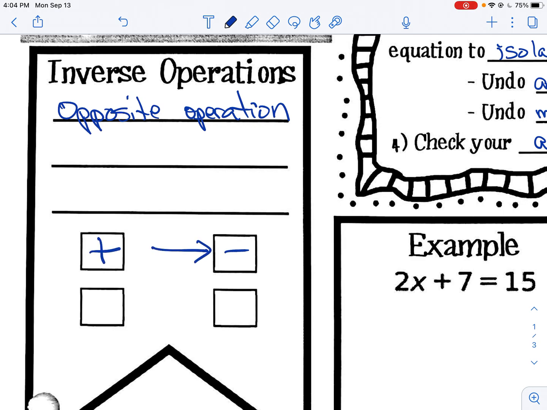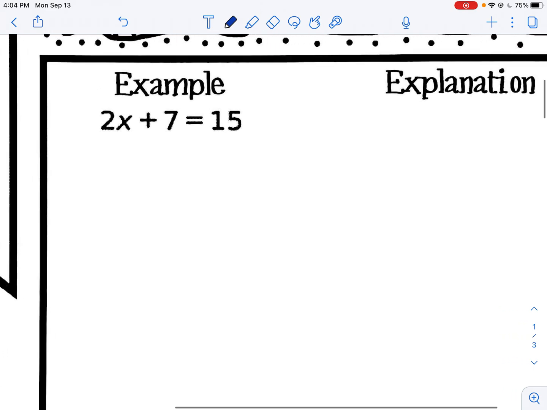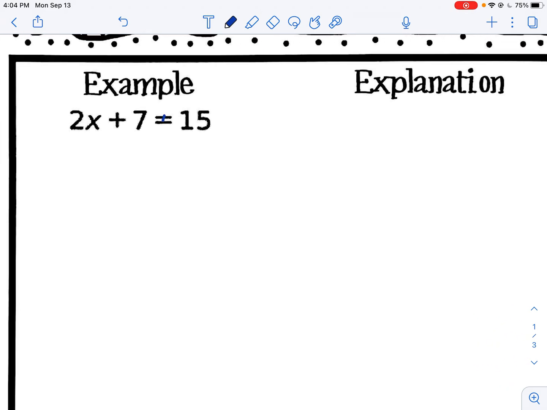Okay, so if I have addition, the opposite operation is subtraction, and vice versa. If I have multiplication, the opposite or the inverse operation is division, and vice versa. So if I'm looking at this, the first thing I do is draw a line down. Then, this is my variable. Right now, I have a 2 multiplied, and I have a 7 that is added.